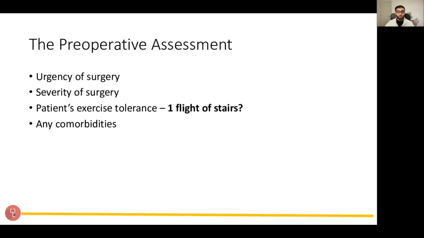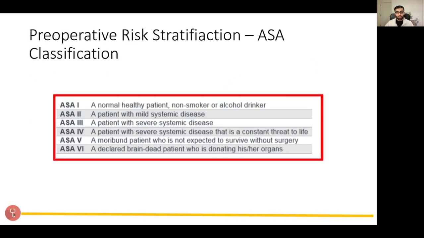test. Then we also look at any key comorbidities that the patient has, because this will really affect how safe it is for them to undergo surgery and how effectively they can undergo a general anaesthetic. So one key tool that anaesthetists use is the ASA classification system. This is a way of stratifying a patient's comorbidities just to see how much of a surgical risk they are. So most of us will probably be ASA 1 or ASA 2.